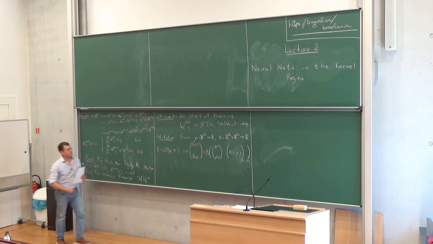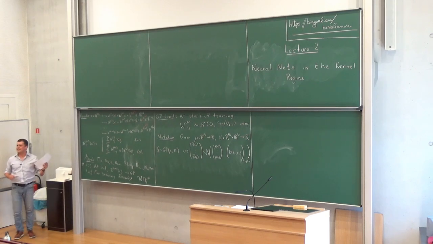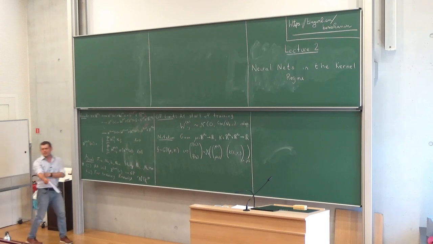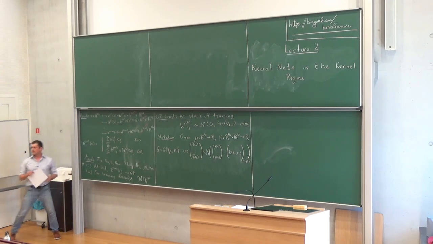That's just my notation. Is this okay? I want to state a theorem, something converges to a Gaussian process. And it's hard to state a theorem if you don't have a notation for what a Gaussian process is. So this is my notation.